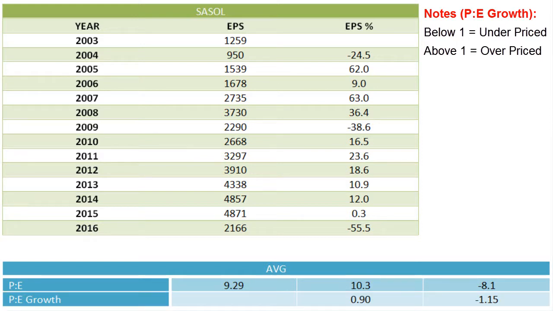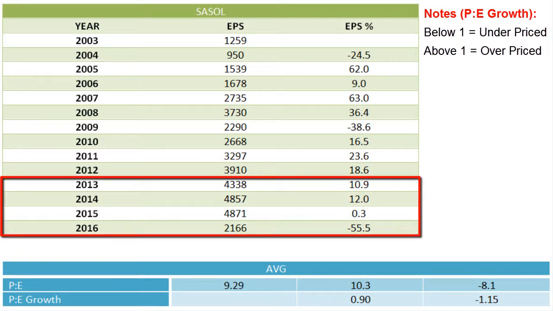If you look at Sasol again, you'll see that, in fact, if we just take the last 4 years, so starting from 2013 and moving forward to 2016, then the PE growth ratio increases to 1.15, which is pretty high. That makes the share expensive, whereas at 0.9 we might consider it to be cheap.